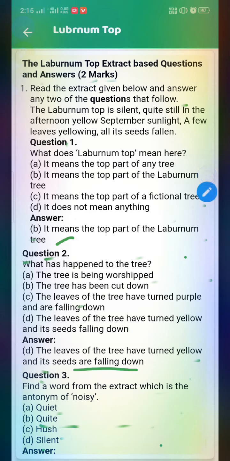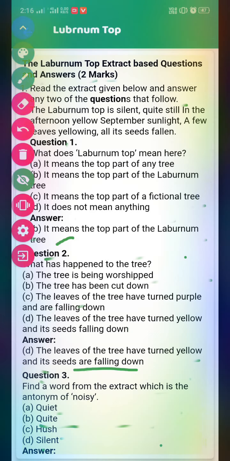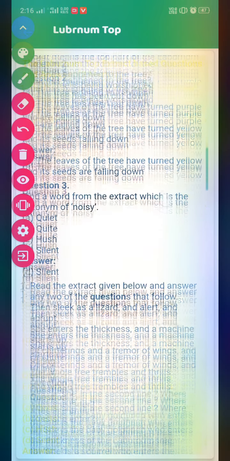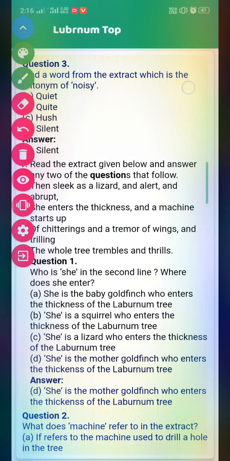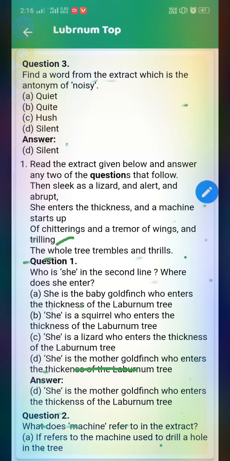Let you know the question number 3 from the MCQ based questions. That is, find the word from the extract which is the antonym of noisy. Silent is the opposite word of noise. Next, read the extract and answer any 2 of the questions.